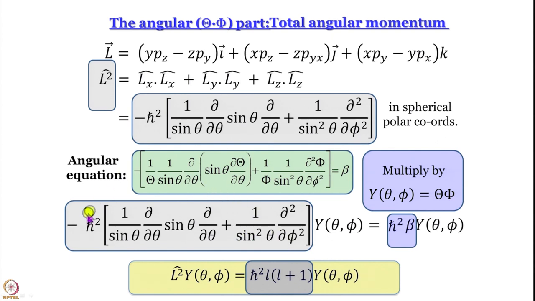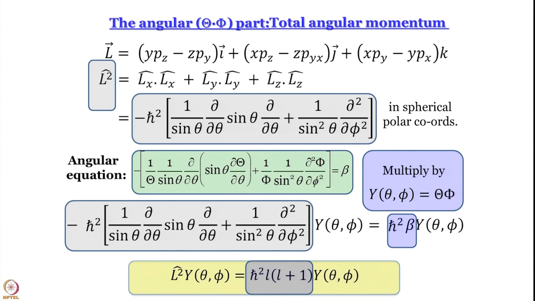So, on the left hand side we have the L square operator operating on the spherical harmonics, the theta phi dependent wave function of the hydrogen atom. That gives us back the same wave function multiplied by h cross square multiplied by beta. What does that mean? That means that the square of the total angular momentum is h cross square beta, and if you remember that beta is L into L plus 1, you might as well substitute that. So, we get the result that the square of the total angular momentum is h cross square multiplied by L into L plus 1.